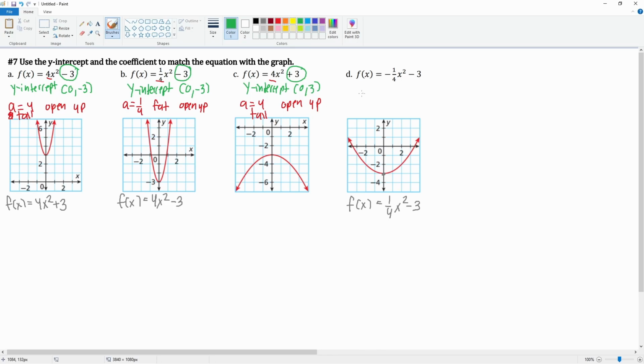The last one. Here is the c value. This is the coefficient, the constant. So that is the y-intercept at (0, -3). Okay. The a value is this one. So a is equal to -1/4. This is very fat because it's a fraction and it is negative. So it's going to open downwards. And the only one for that one would be our third one. f(x) = -1/4x² - 3. So there you go.